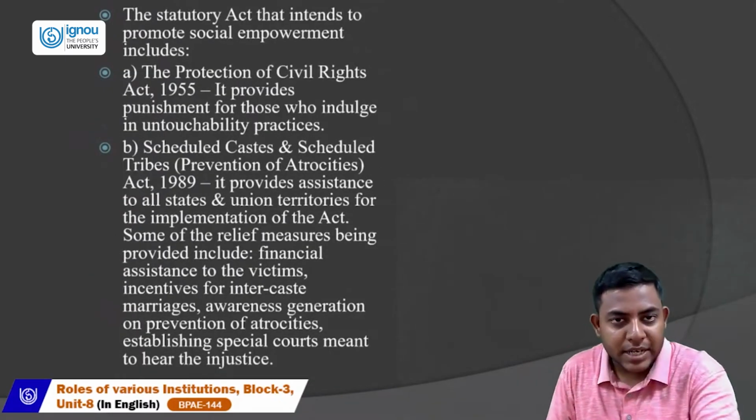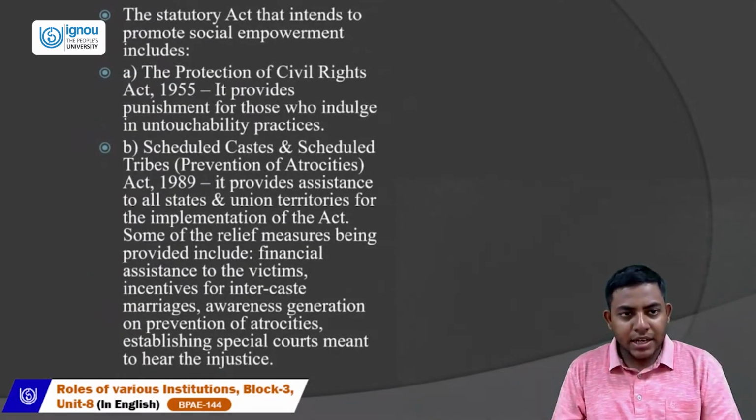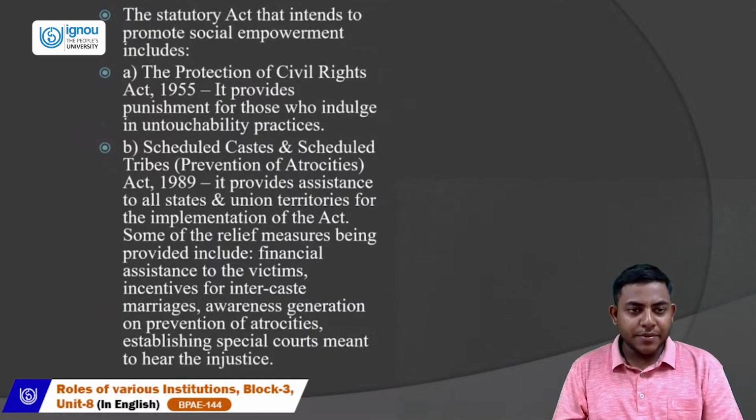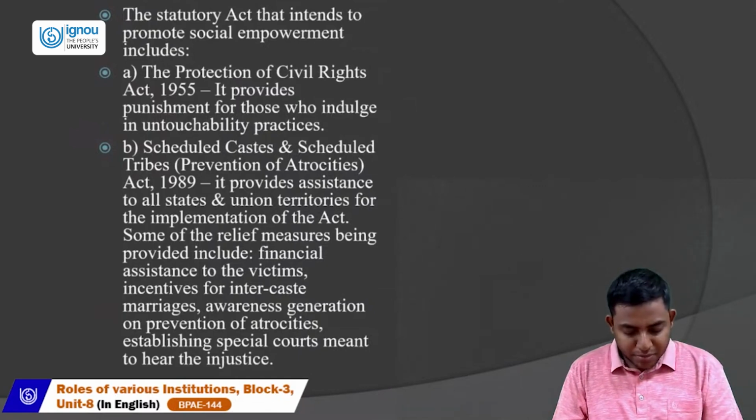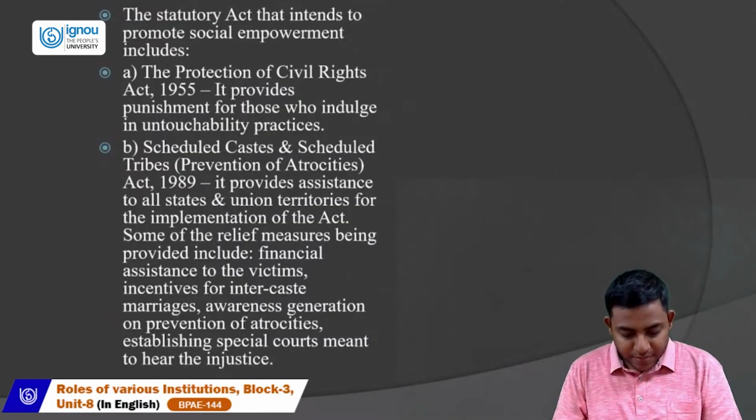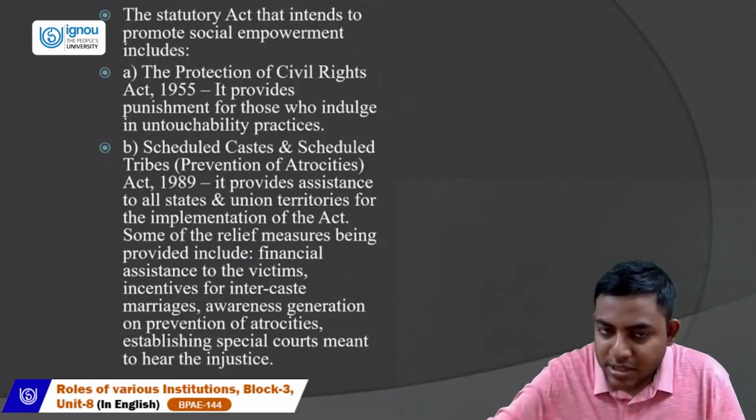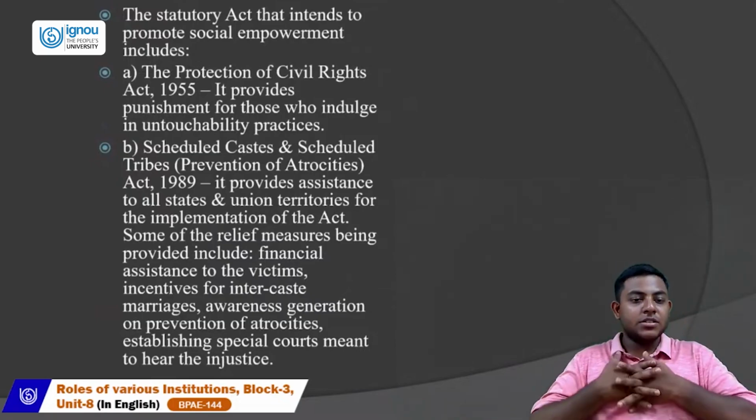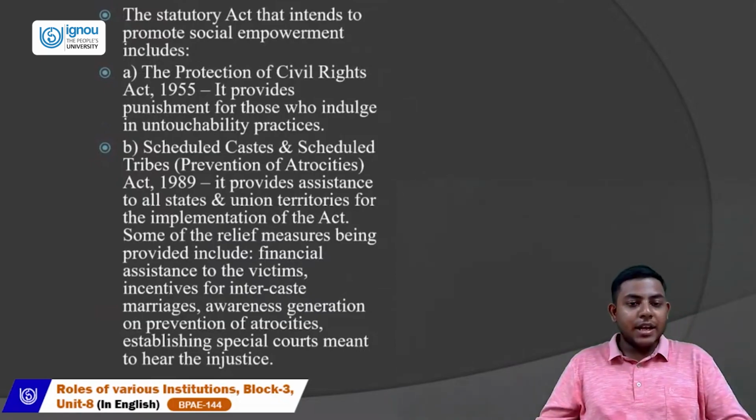So, the statutory acts that intend to promote social empowerment include the Protection of Civil Rights Act of 1955. It provides punishment for those who indulge in practices of untouchability. Then there is the Scheduled Castes and Scheduled Tribes Prevention of Atrocities Act, 1989.